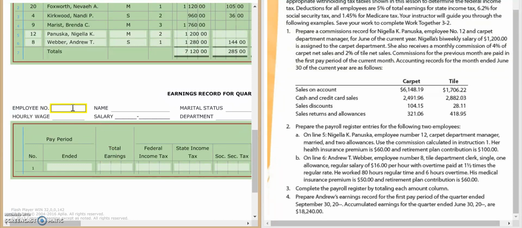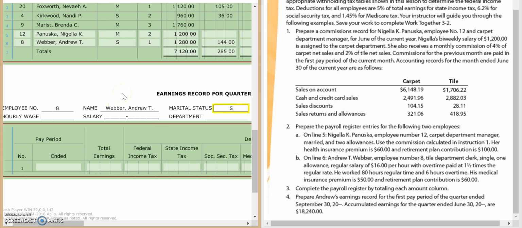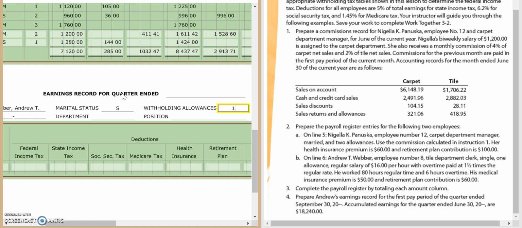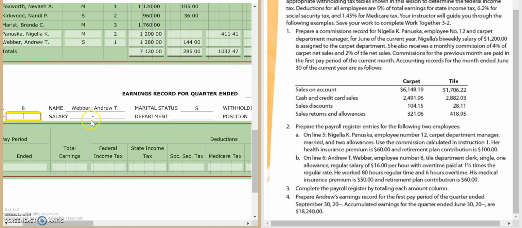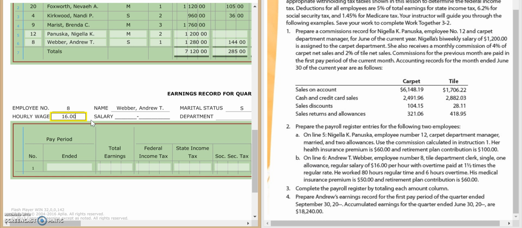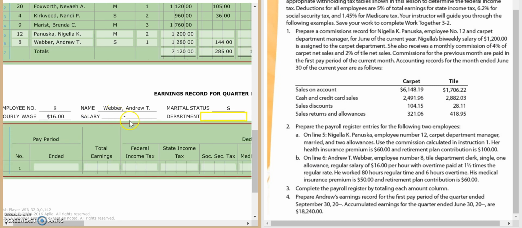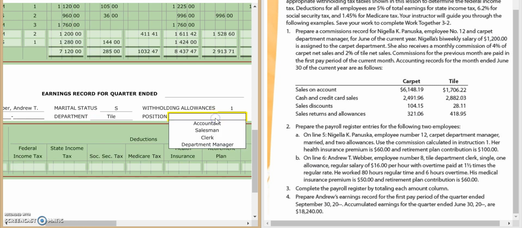So what we do is we fill in Andrew's information. Remember that Andrew was employee number 8. His name was Andrew Weber. This is the drop-down list again. Okay, his marital status was single and his withholding allowance was 1. All that information comes from the paragraph there about him. His hourly wage was $16. So his salary, nothing will go there because Andrew isn't a salaried employee. His department was tile. And his position was a tile clerk. Again, all of that information comes from the little paragraph about Andrew.